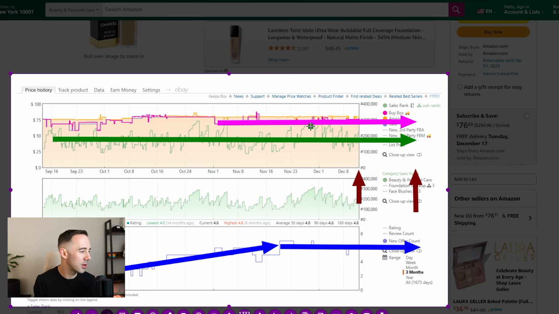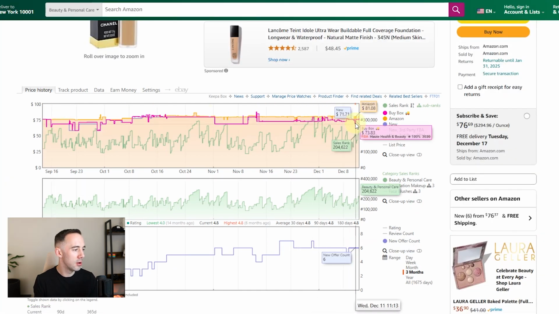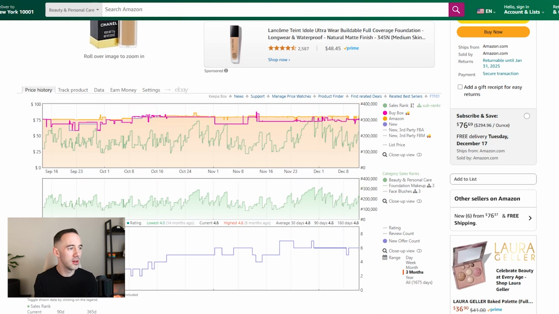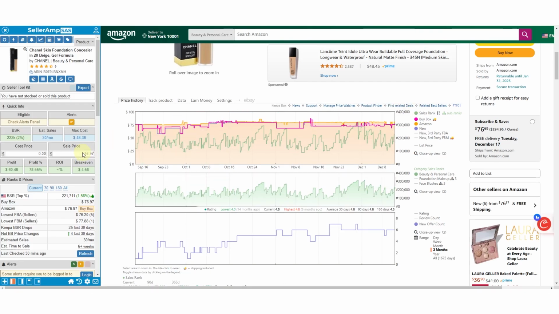So for me, I can pretty much say, I think that price will probably be around this number, which is going to be, what are we looking at? 73, maybe 72. So when I'm using my calculator tool, for example, if I'm using Seller Amp, which I have right here, I might put in 74, for example, in my calculations. And obviously that's going to be the sale price that I'm predicting it's going to be.